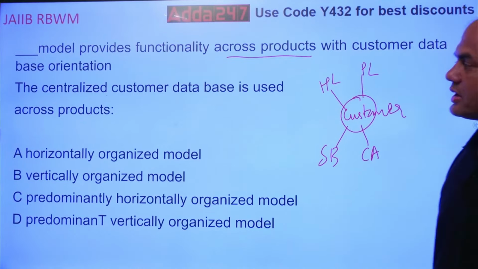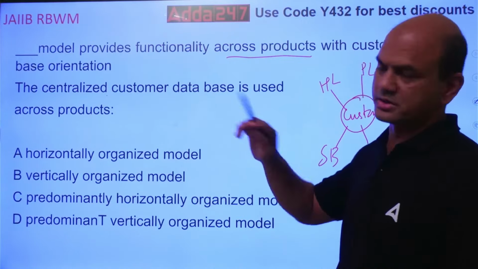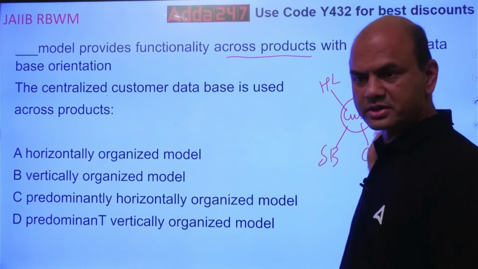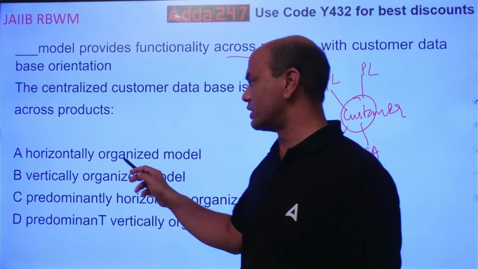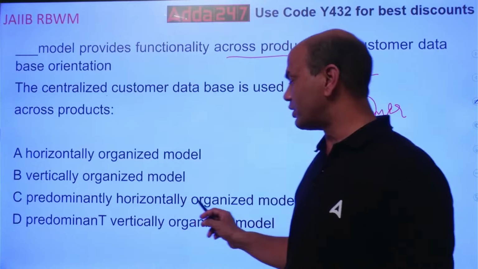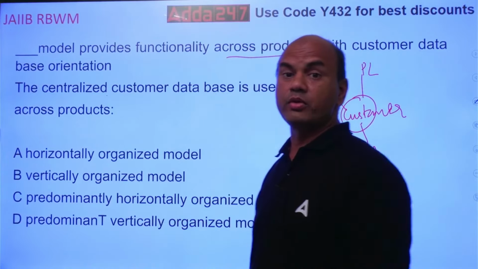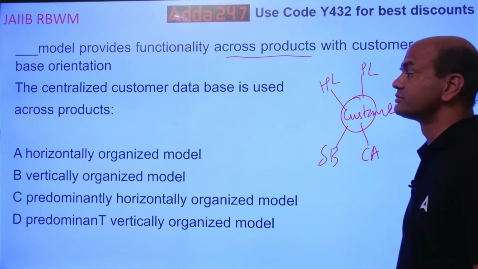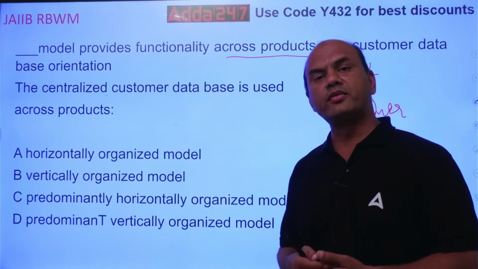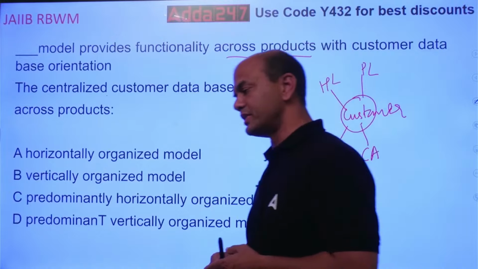What is that model called as? Basically, what do we mean? The centralized customer database is used. So one customer database is used across all the products. What is that called as? Horizontally organized, vertically organized, predominantly horizontally organized, and predominantly vertically organized. What is it called as? Think over it, everyone. Just now I gave you the answer. Everyone, think over it.